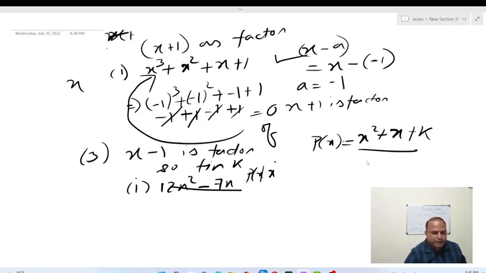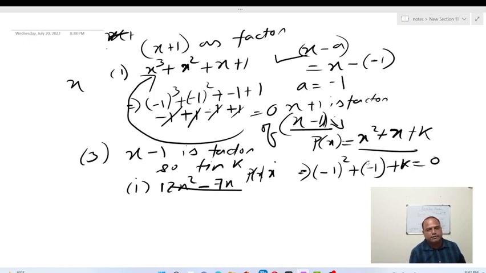So what they are saying, x minus 1 is a factor of this polynomial. So we should get a 0 when we put 1 here, because it is of the form x minus a. So you put minus 1 to the power of 2 plus minus 1 in place of x, plus k, should be equal to 0. Then only it is a factor. Otherwise, it is not a factor. So you get 1 minus 1 plus k is equal to 0, so k is equal to 0. Okay, so in this question, the k will be 0.